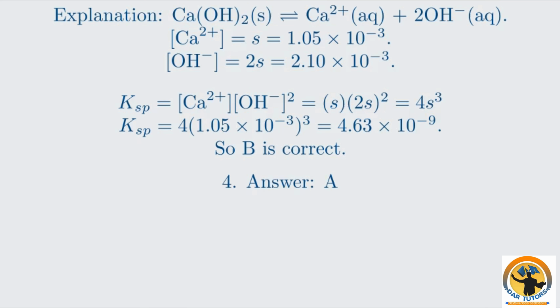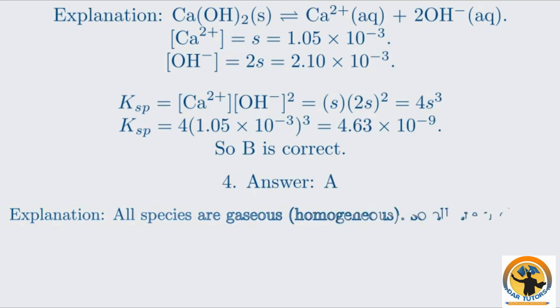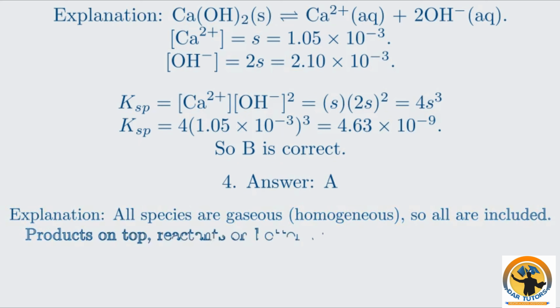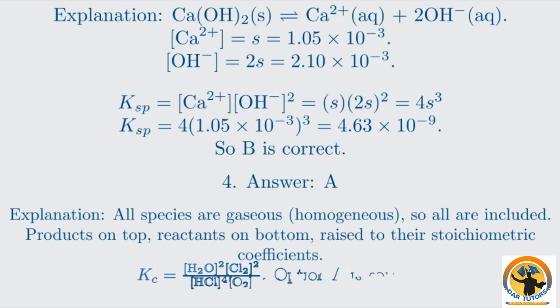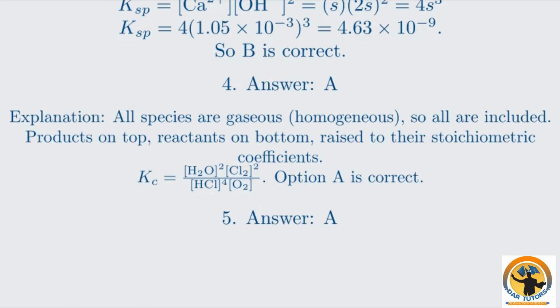For question 4, all species are in the gas phase, so this is a homogeneous reaction. This means all reactants and products are included. Following the rules, Kc is the concentration of the products, each raised to its coefficient, divided by the concentration of the reactants, each raised to its coefficient. This matches option A.